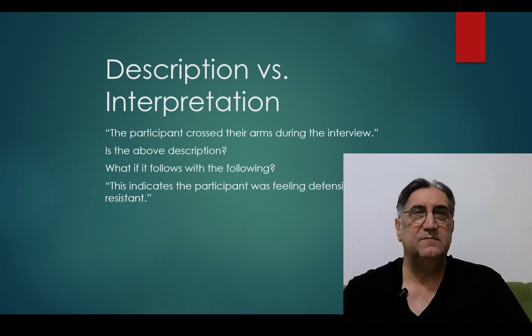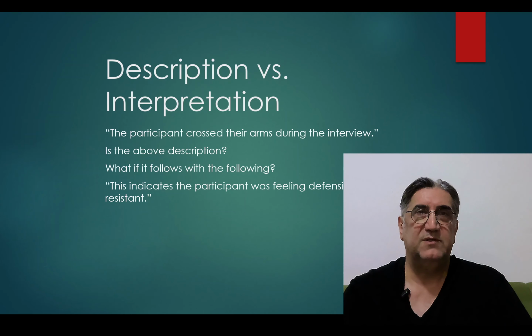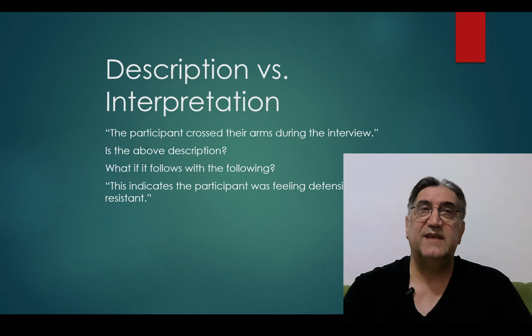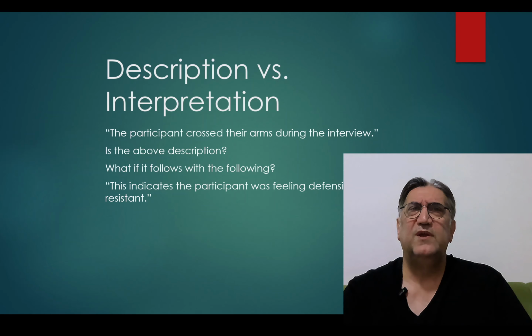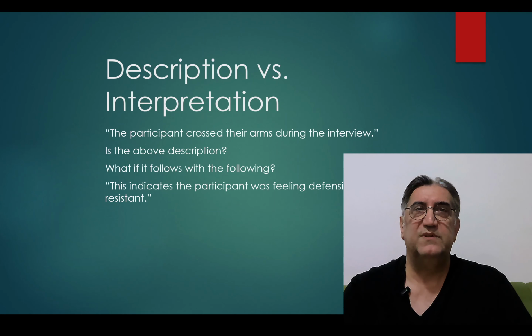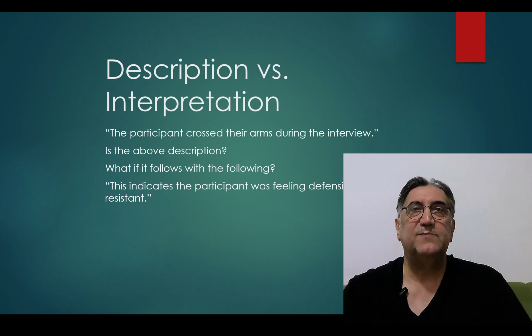Let's just start with a seemingly simple statement. The participant crossed their arms during the interview. You might think, okay, that's a description. And yes, it sounds like one. But what if I follow that up with, this indicates the participant was feeling defensive or resistant? Now we have stepped over the line into interpretation. And the really tricky part: a lot of the time we interpret while thinking we are just describing.